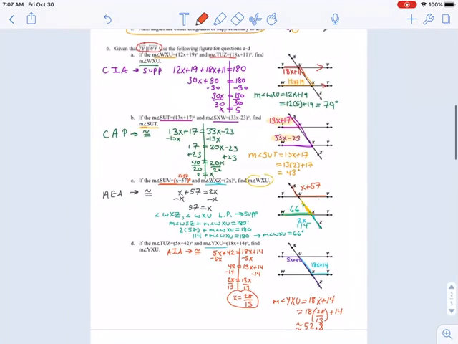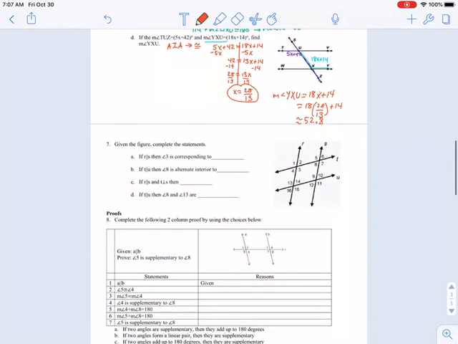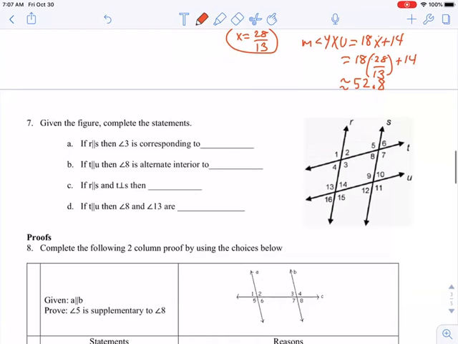So some dense algebra stuff. All right, that's all the angle relationships. We even threw a linear pair stuff in there. All right, lots of fun, okay? Let's do number 7, and then we'll call it a video and do the proofs in the next video.